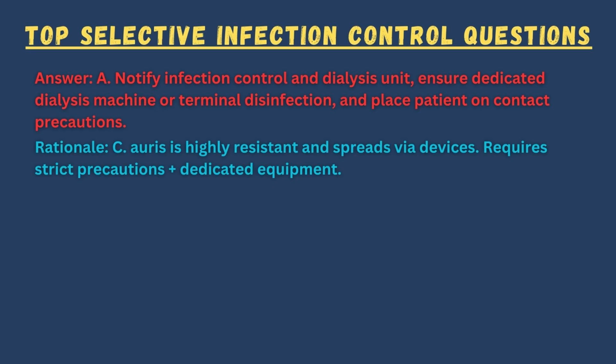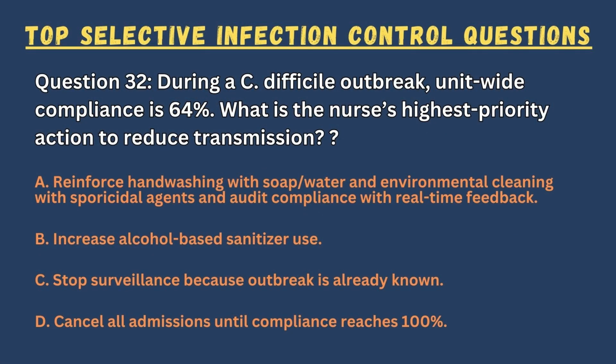Rationale. C. auris is highly resistant and spreads via devices. Requires strict precautions plus dedicated equipment. Question 32. During a C. difficile outbreak, unit-wide compliance is 64%. What is the nurse's highest priority action to reduce transmission?